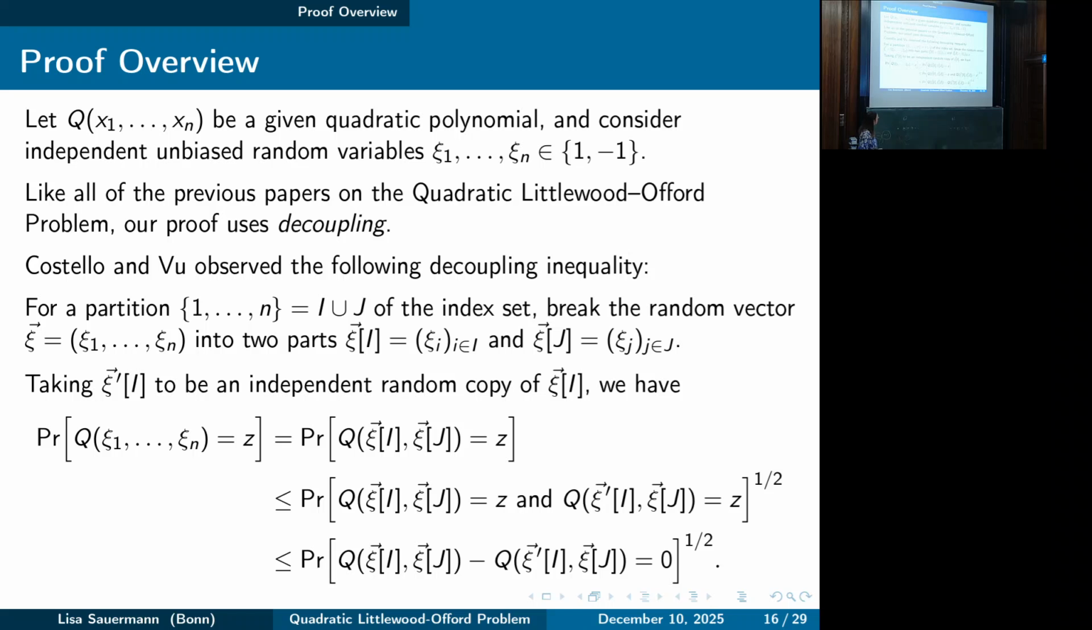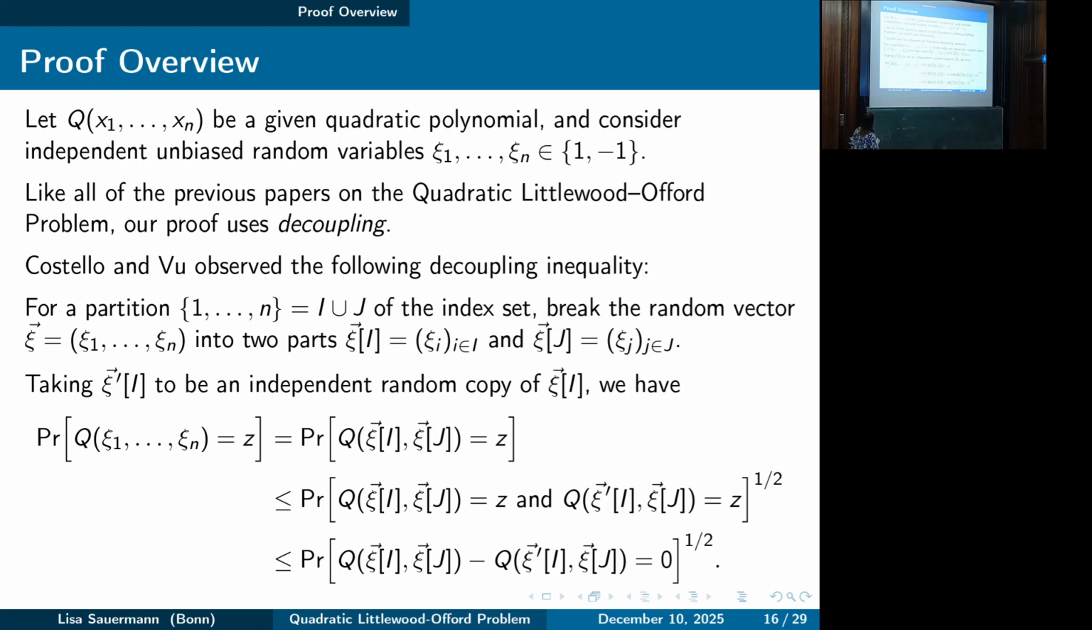Okay, so now the trick is, let's take an independent random copy of this vector. So we sample this not just once, we sample it twice independently. Why is not quite yet clear, but you'll see in a moment. And then we observe the following.